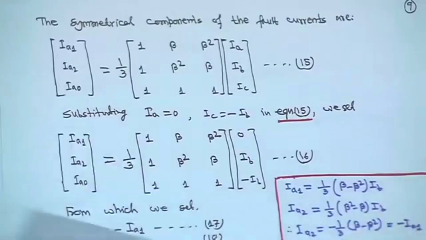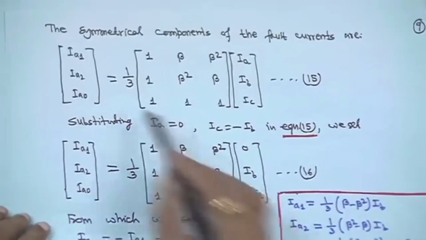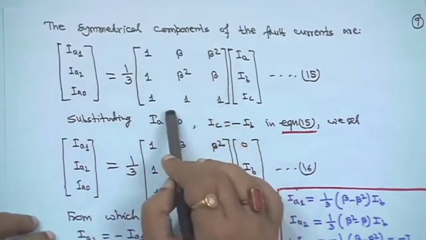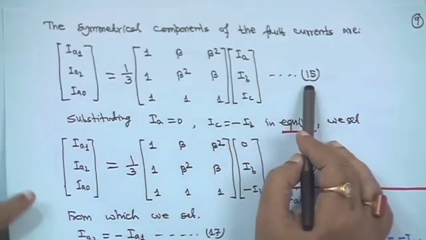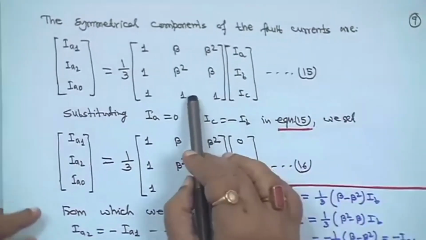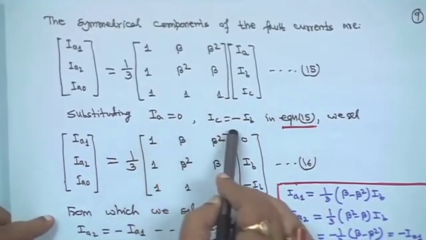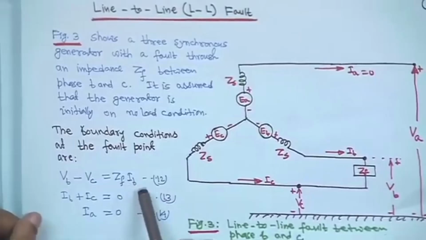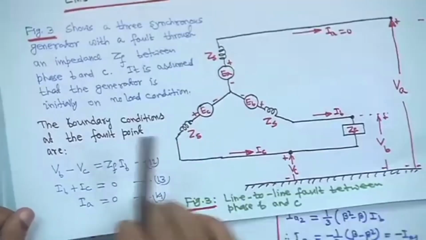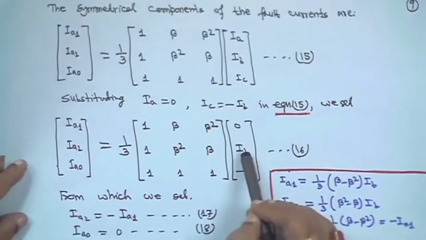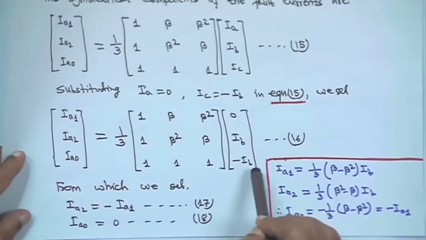So, the symmetrical component of the fault currents are, that means we know IA1, IA2, IA0 is equal to 1/3 times the matrix 1 beta beta square, 1 beta square beta and 1 1 1, multiplied by IA, IB, IC. So, this is actually rewriting this equation from the previous topic, the symmetrical component. Now, IA is equal to 0 and IC is equal to minus IB, these are the boundary conditions for line to line fault through impedance ZF. So, if you put this, we are putting IA is equal to 0, IB will remain as IB and IC is equal to minus IB.